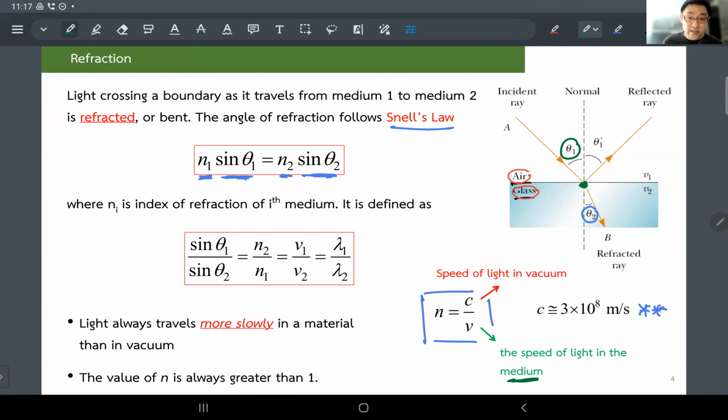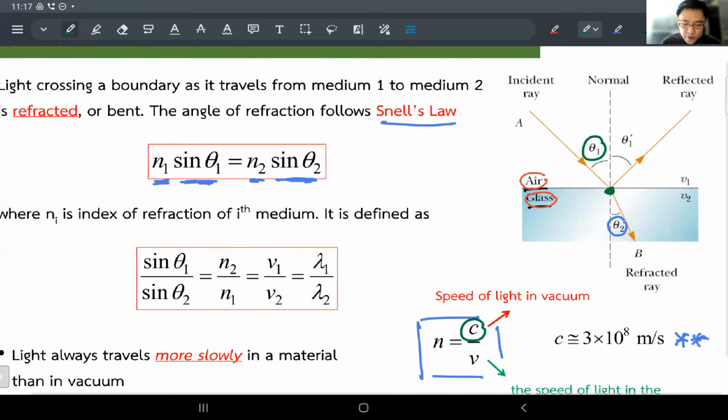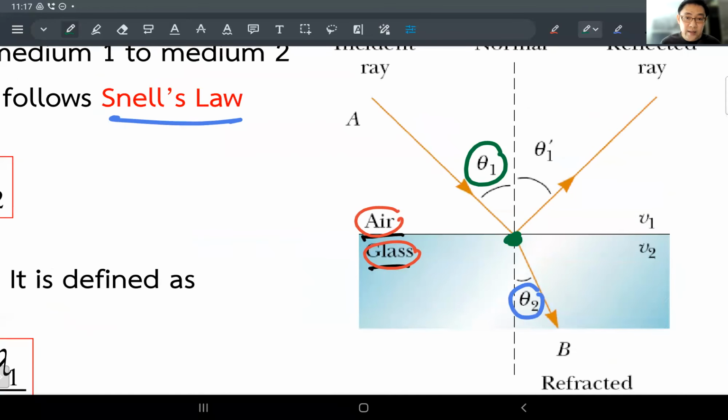So that's the simple definition of the n. It's just like c over v. c, we reserve this for the speed of light in vacuum. And the v, that is the speed of light in that medium. Now here comes the question. What do you think the speed of light will be in glass relative to in air? What do you think? Is it going to be faster or slower?